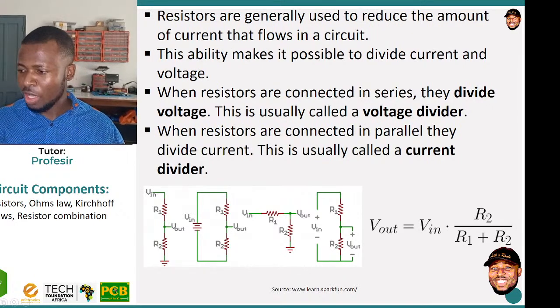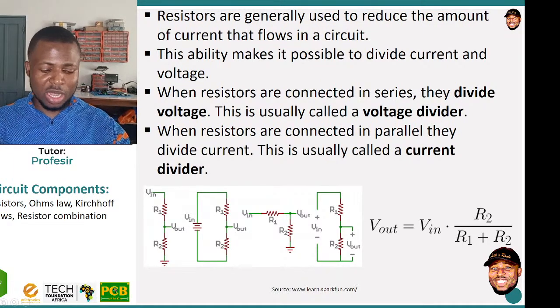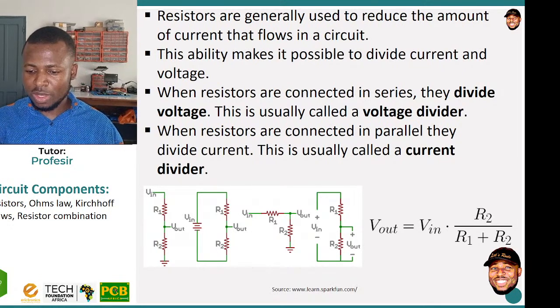Is that okay? The way you create potential dividers with two resistors, it could be this, it could be that, it could be this. In each of these scenarios, we have potential division. All right, any questions on this before I continue? Any questions on this?